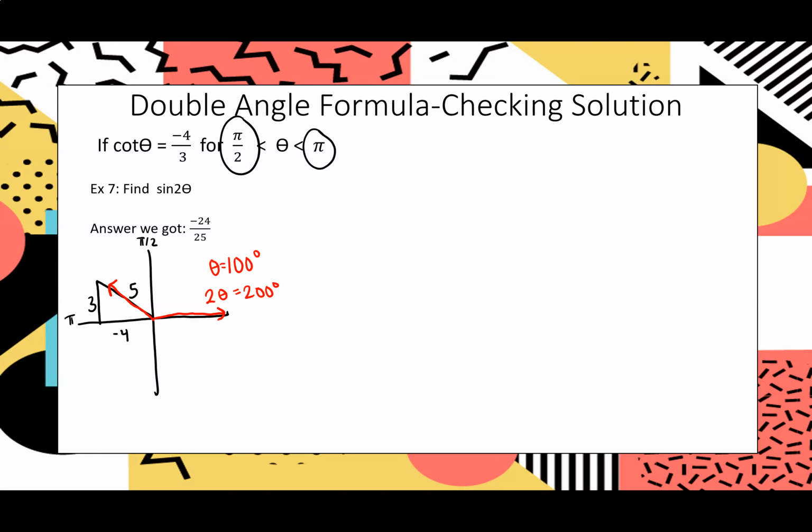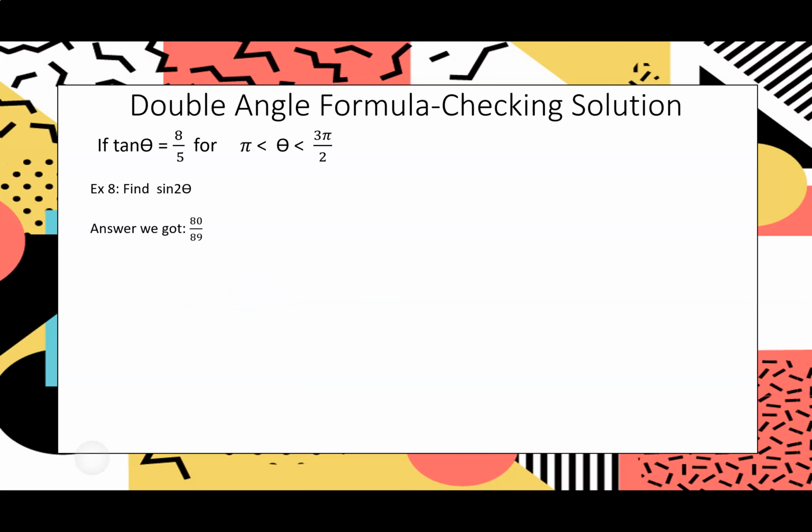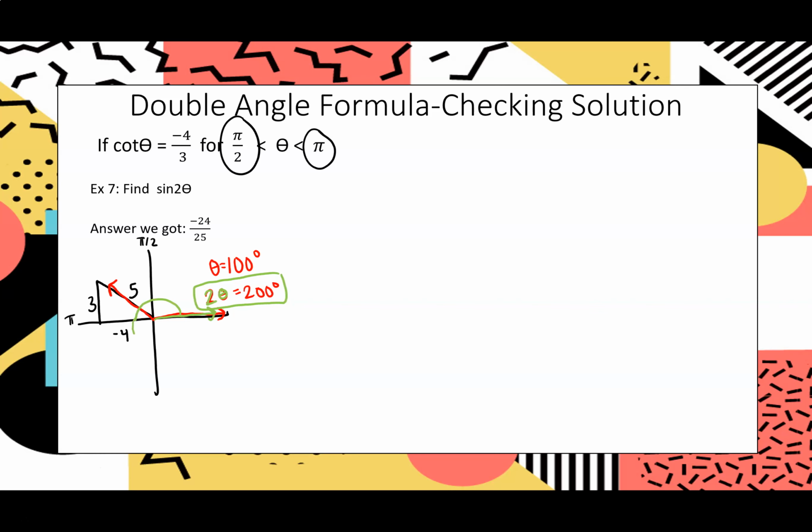Well, where would 200 degrees be? Okay, let's make this green again. Let's talk about 2 theta being green here. 200 degrees is going to be a little bit more than 180. So we're going to go into here. So here we are in the 3rd quadrant for 2 theta. Okay, so 2 theta is in the 3rd quadrant.